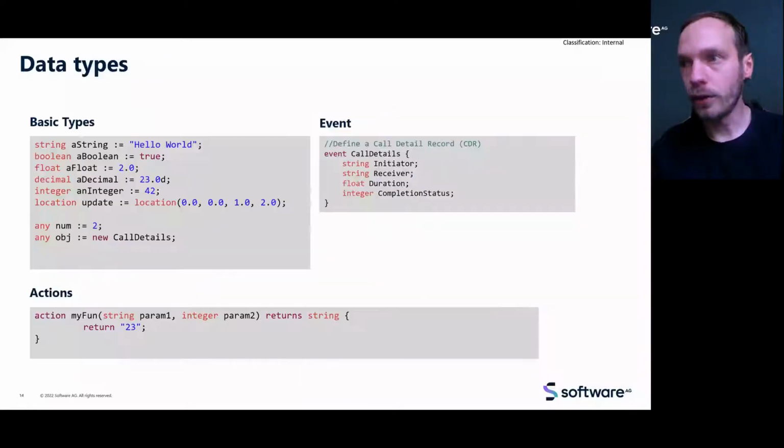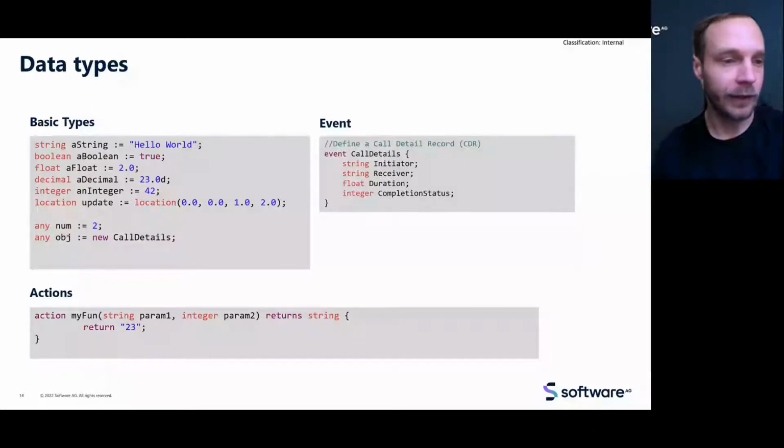Just quickly glancing over some of the elements of EPL. EPL is a statically typed language. We have basic types, like string, boolean, integers. There are some additional types, like, for example, the location type. A listener itself would also be a type. And as a special type, we also have the any type. That can be literally anything. In this first example it would be an integer. In the second one, it would be an event.